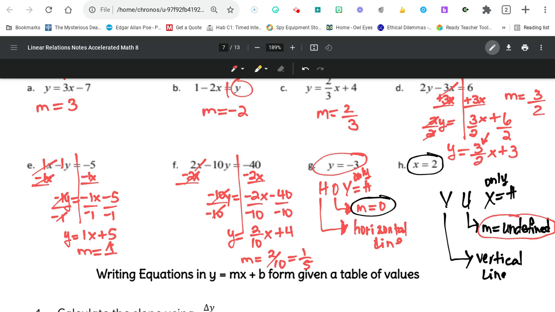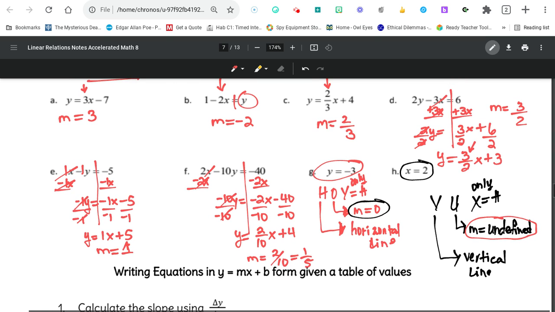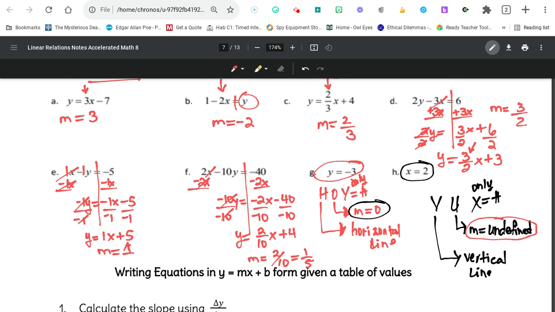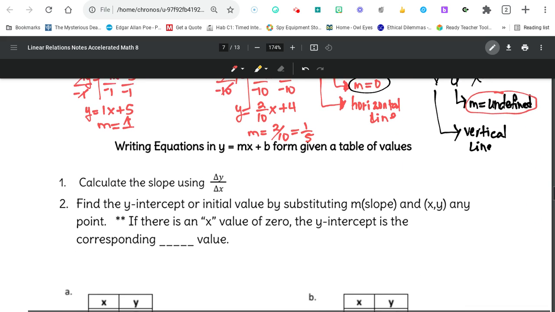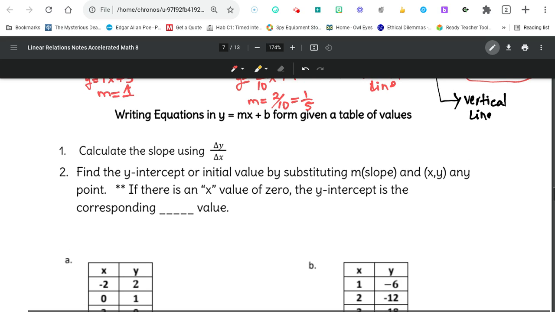That's what you should have gotten for A through H when you calculated the slopes yesterday. All right, if you have a question, pause the video and call me over and I can help you, okay? All right, let's move down. Now we're going to learn about writing equations in slope-intercept form given a table of values, and it's very simple, okay?